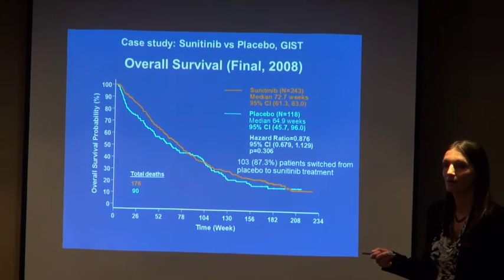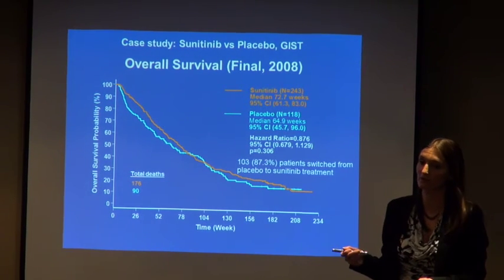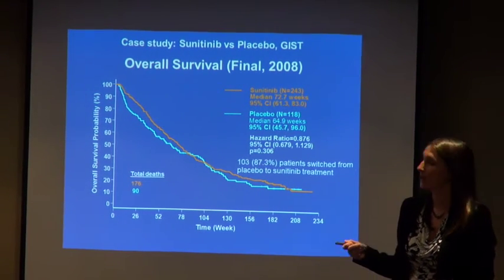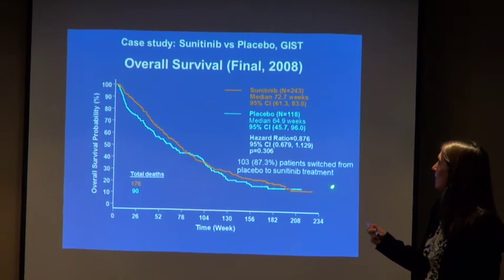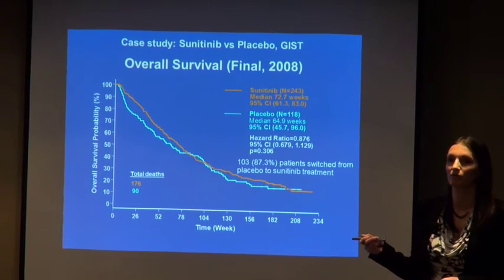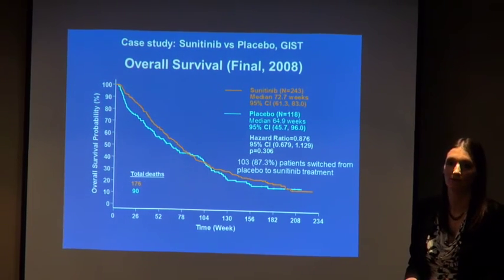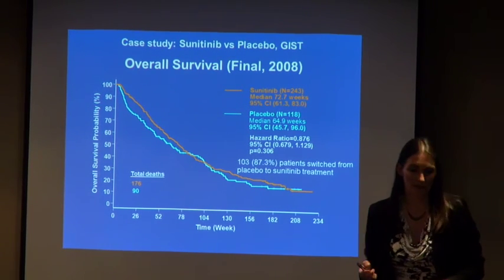And really, this is overall survival. So in the interim analysis, the survival looked really good. But at the final analysis, it all came together again. And we got 87% of patients crossing over in the final analysis, whereas at the interim, there were a lot fewer patients that had crossed over. So this really seems to be suggesting there's something going on here.